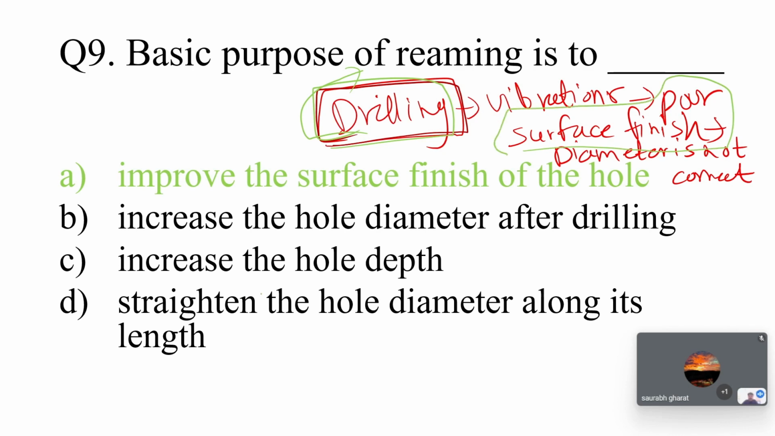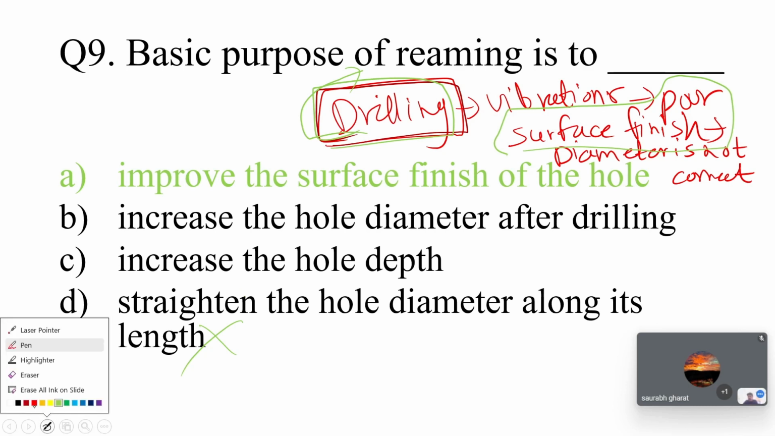Increase the hole diameter after drilling. It is not correct, it is not the basic purpose to increase the hole diameter. It is actually to make it correct, not to increase. Reaming is not to increase actually. It is used to make it correct. Okay, so increase the hole length is again a wrong answer. Straightening the hole diameter along its length. Okay, so it is not a concept. We are not using a reamer to straighten it. Okay, it is already straight. So straightening is completely wrong.